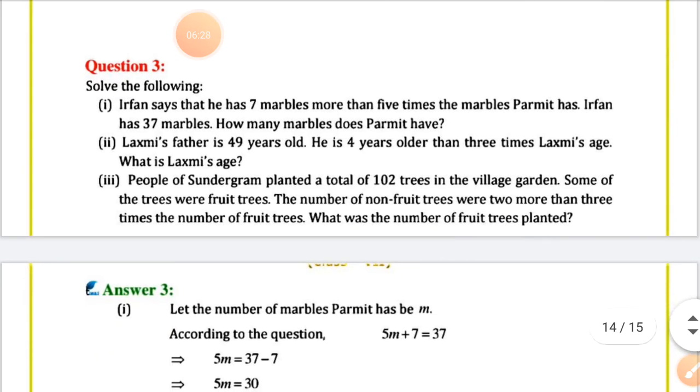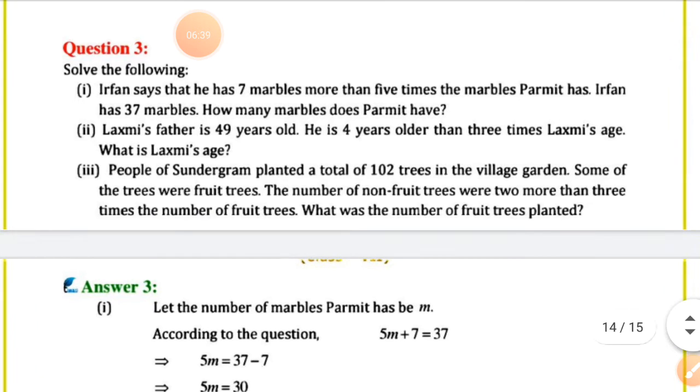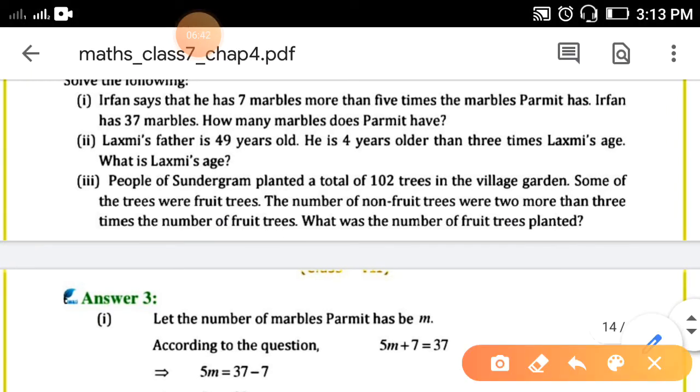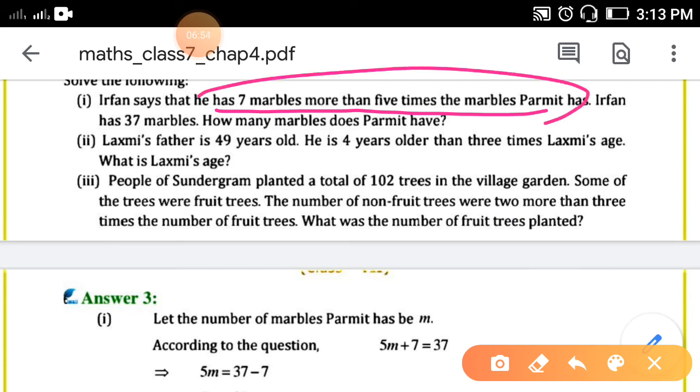Question number 3. First one. Irfan says that he has 7 marbles more than 5 times the marbles Parmit has. Irfan has 37 marbles. How many marbles does Parmit have? Okay. Irfan has 7 marbles more than 5 times the marbles Parmit has. So Irfan has marbles, but what Parmit has, we don't know. Whatever marbles Irfan has is given in the form of Parmit's marbles, but whatever marbles Parmit has is not given.